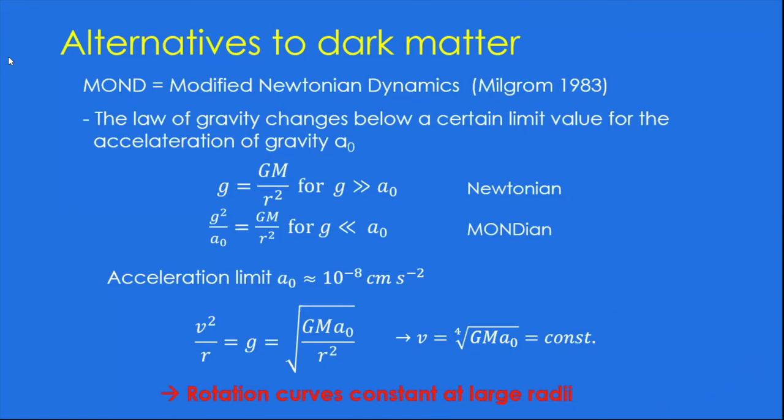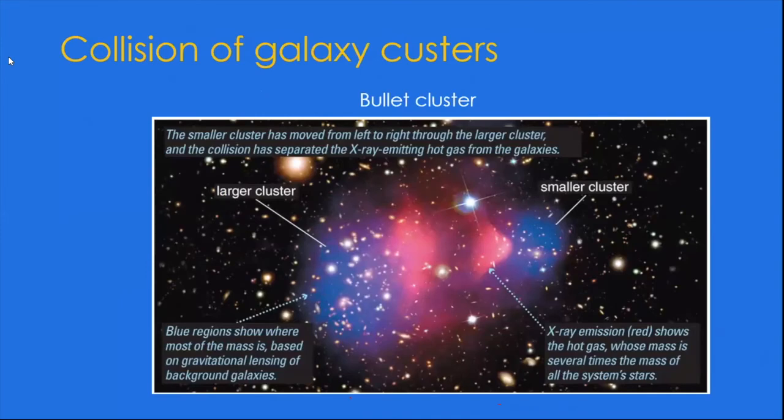I don't want to go into details about this, since I expect Professor Lelli will have more to say in his lecture. But I just want to mention a fantastic object called the Bullet Cluster that is often considered as a smoking gun of dark matter and a case against MOND. The Bullet Cluster consists of two colliding clusters.